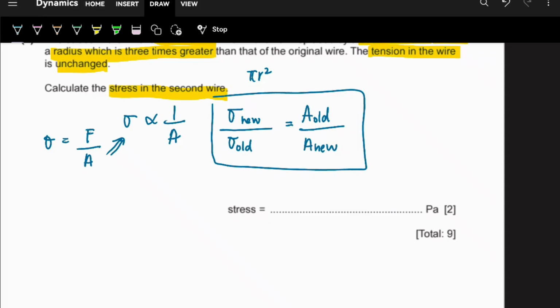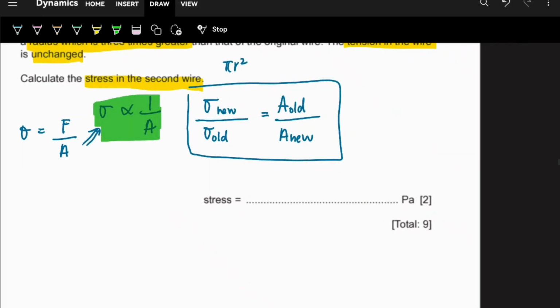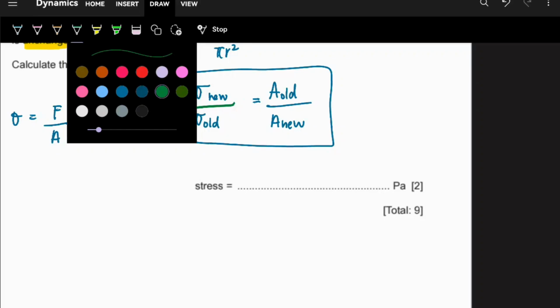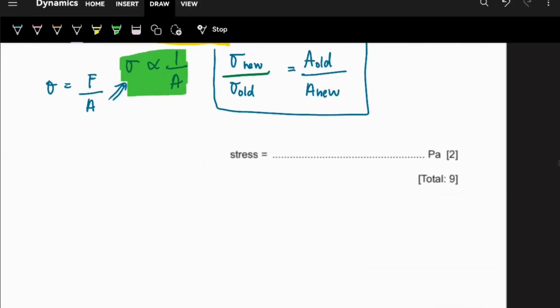That is very useful. First, you need to know what is the relationship. Then, you form the ratio. If it's inversely proportional, it must be in the opposite direction. You cannot have it on the same side. You must go down because it's inversely proportional. Okay. Now, what is the new one? That is what we're trying to find. Am I right?